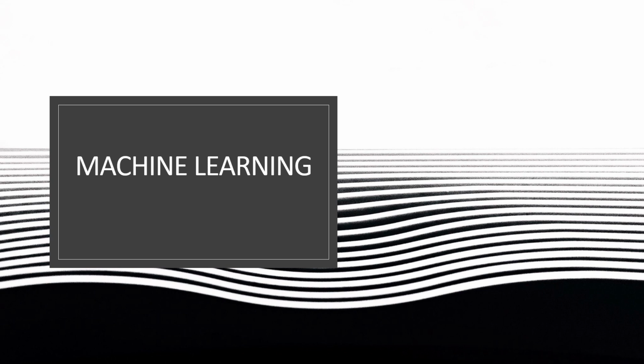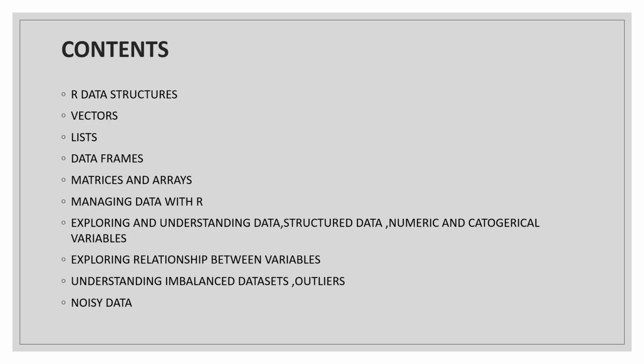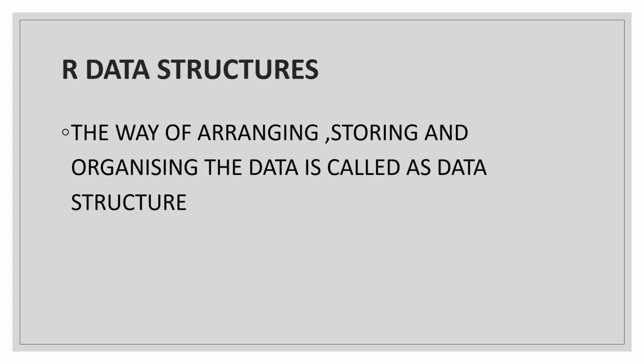So let us discuss machine learning. Let us see the contents we are going to discuss in this video. Firstly, R data structures, which includes vectors, lists, data frames, matrices and arrays, and also managing data with R, followed by exploring and understanding data, structured data, numeric and categorical variables, exploring relationship between variables, understanding imbalanced data sets, outliers and noisy data. So firstly, let us see what our data structures are.